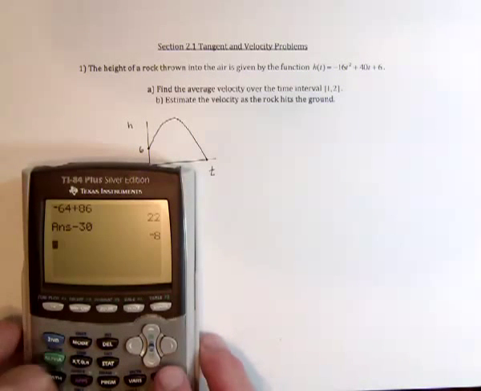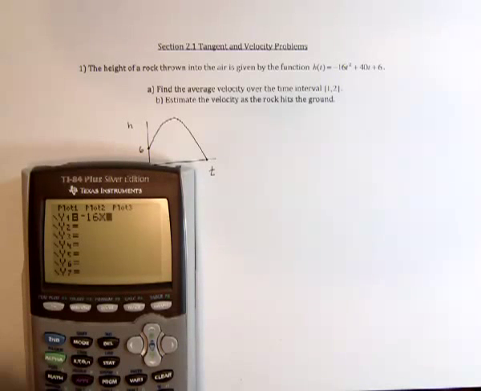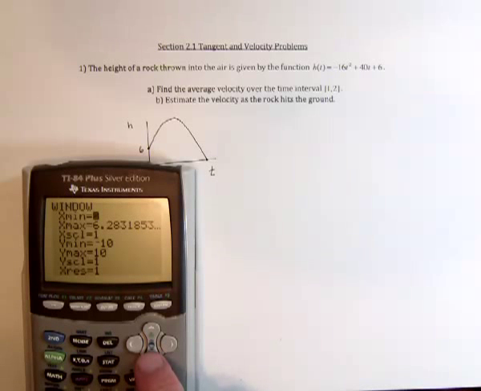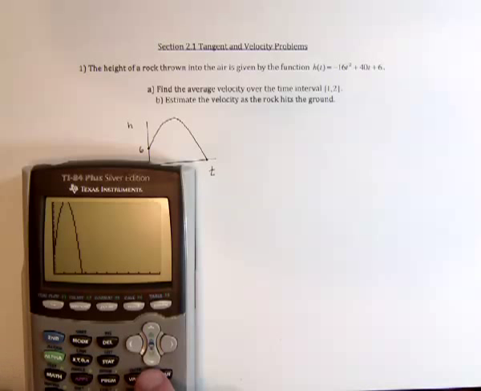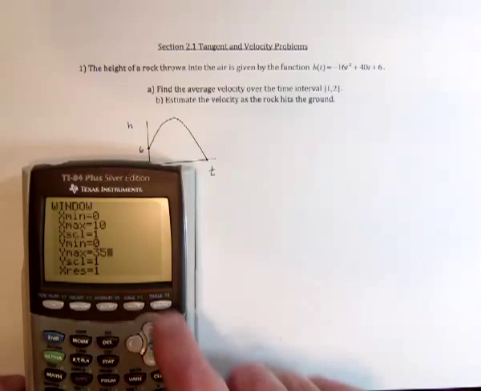So I could get a little more accurate graph rather than my sketch. So negative 16 x squared plus 40x plus 6. And then for the window, x is time, so perhaps 0 to 10 seconds. And the y value stands for the height. Well, if it starts at 6, then maybe it's going to go up to, I'll guess, 30 feet. Well, not bad. It went a little bit higher than that. 35 feet.